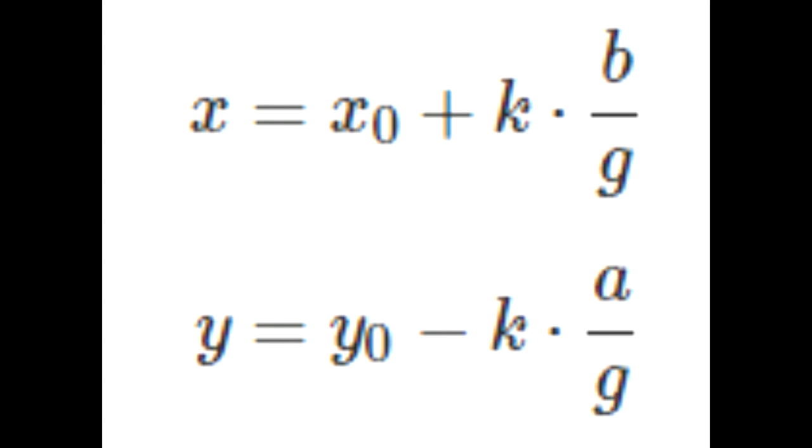If k is the number of times that we are able to add b/g to our x value and subtract a/g from our y value, then the answer for all the solutions of the equation is going to be x = x0 + k·b/g, and y = y0 - k·a/g.